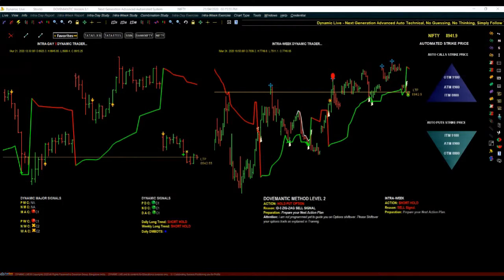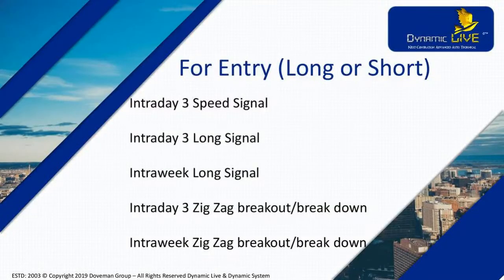But as I was telling you, this is how this entire intelligence works. When it comes to giving you an entry or an exit, there are multiple signals which are used in this dynamic live. Let's see what these signals are. These are some of the major signals at work to give you an entry, like the speed signal, the long signal, the zigzag, breakouts and breakdown. Now in Nifty, as we were seeing, we got an entry signal because of this, right? Intraday 3 zigzag breakout, right? Breakdown. So this is how the multiple signals are used.